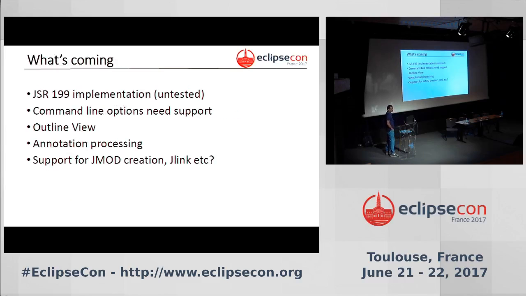So we have the JSR 199 implementation. Of course, it's not tested, and I believe the community hasn't really started doing enough with respect to testing the builds that we've been producing. The command line compiler works all right, and it needs support for the new options that have been introduced as part of the specification. The outline view could need some help. Annotation processing is in the works. It's all in progress.